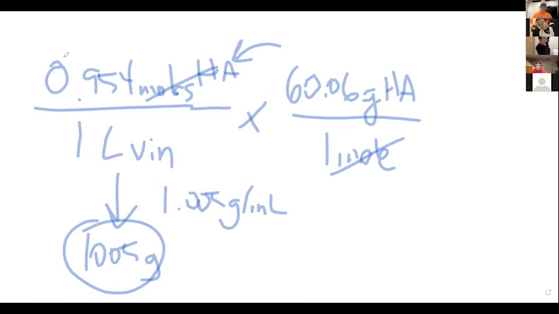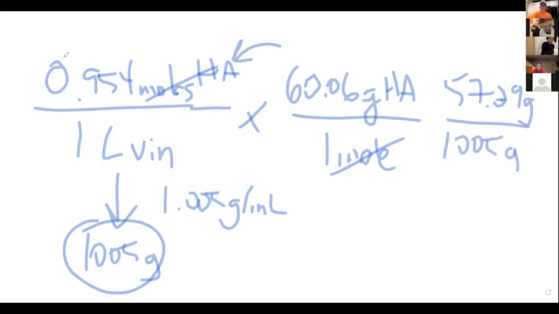Okay. And then you convert it to liters, right? So that gives me 57.29 grams of acetic acid over 1,005 grams of vinegar. Yeah, so you're a little high, but not too bad. Okay. And then multiply that by 100 for the mass percent.